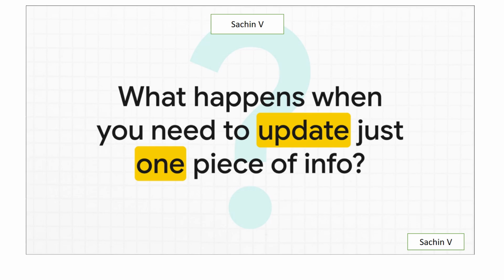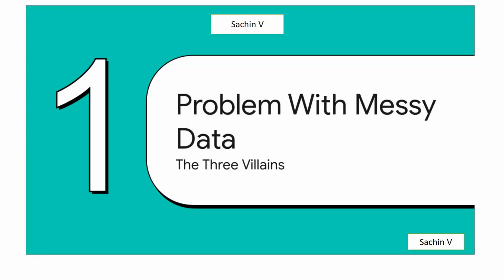So let me ask you this. What happens if just one of those details changes? Say a department head moves on. With a table built like this, that one single update can set off a ticking time bomb for your data's integrity. And that brings us to the real heart of the problem. I like to think of these issues as the three villains of bad data. They're technically called anomalies, and they are masters at quietly corrupting your database without you even knowing it.